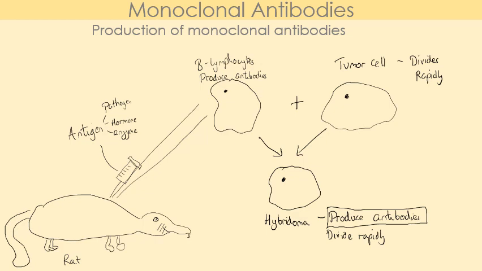And these antibodies are all monoclonal antibodies. Mono means one, and clonal is for clone. So they are all clones of the same antibodies. They are all identical.